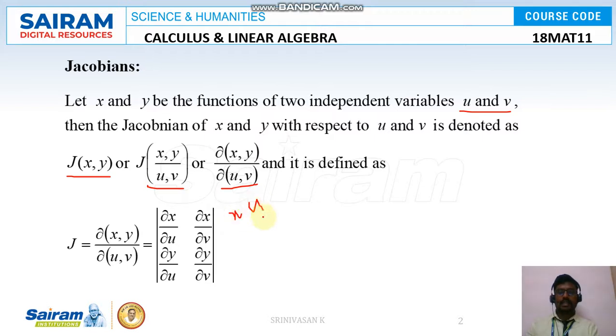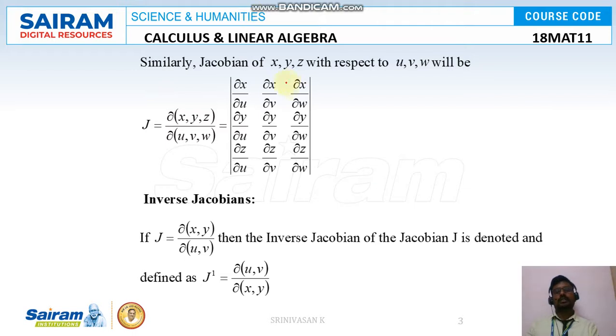In case of x, y, z, with u, v, w, that means three variables: x, y, z, and three independent variables u, v, w. So the rows are dou x by dou u, dou x by dou v, dou x by dou w, then y with u, v, w, then z with u, v, w. This is the inverse: J of dou x, y by dou u, v means the inverse is dou u, v divided by dou x comma y.